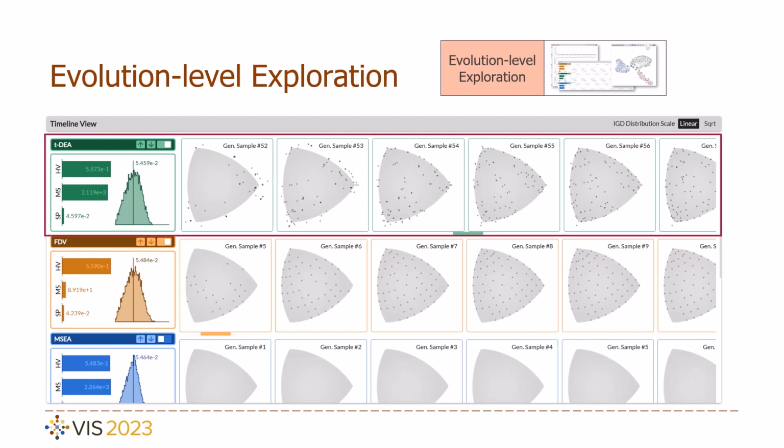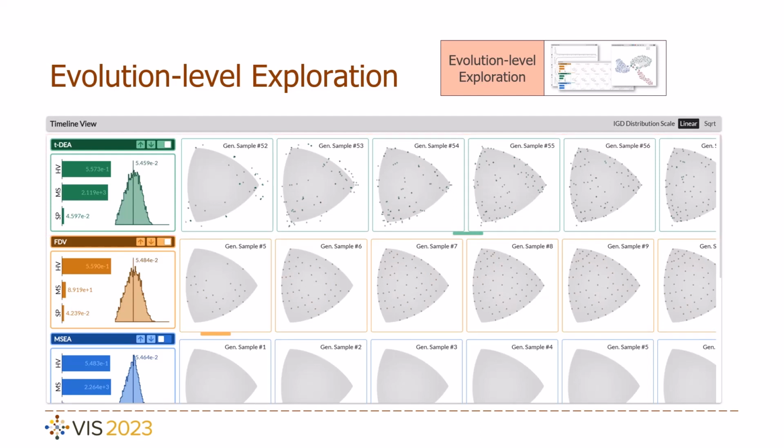Each row represents an activated algorithm. On the right, each scatter plot depicts the PCA projection of the solution sets in the objective space, and the gray background is the reference set.